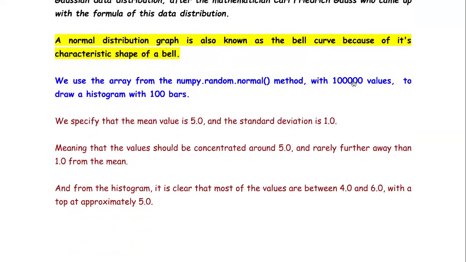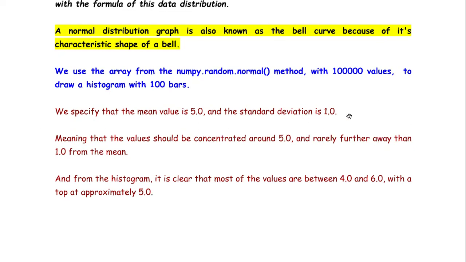Now, let's come to our practical. We are going to use the NumPy random normal method, where we will create 1 lakh values and draw a histogram with 100 bars. If you have not attended my last lecture, kindly go through it, and you will get to know what a histogram is, how to plot it, and how to create random data sets. I discussed these things clearly with examples and practical implementation in the last lecture. Don't miss that lecture.